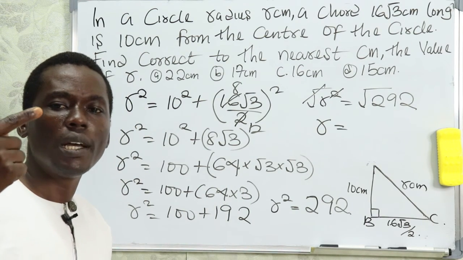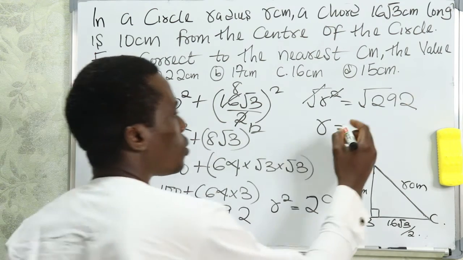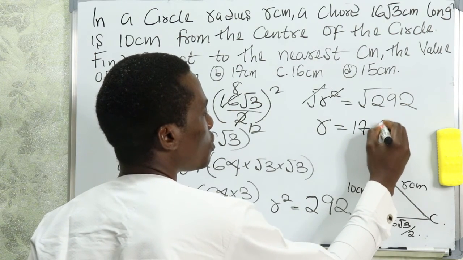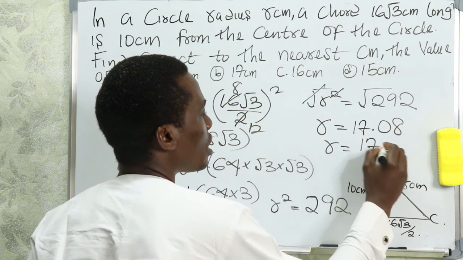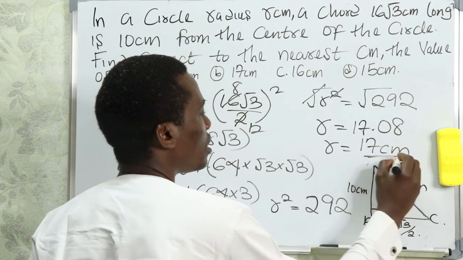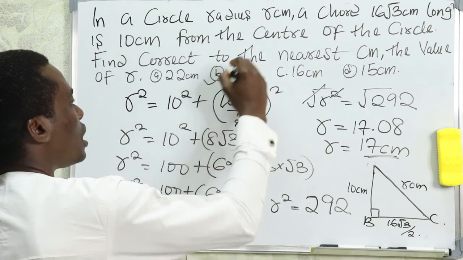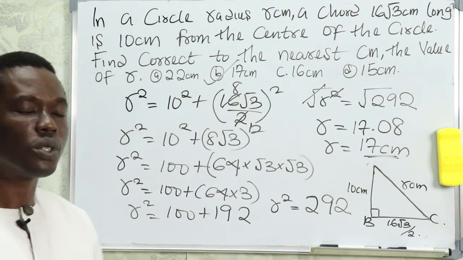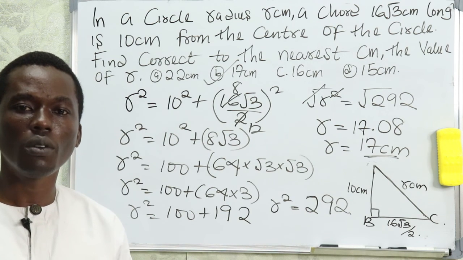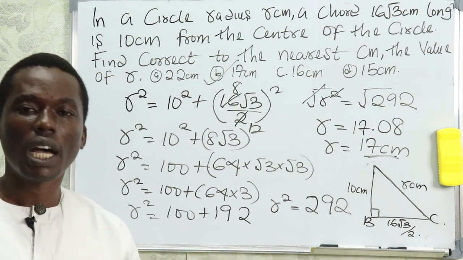The square root of 292 will give us 17.08. So our r will be equal to 17 centimeter. You see, the correct answer is B. So if you are given this kind of question, all you need to do is to cool down, understand the question, and then solve it.